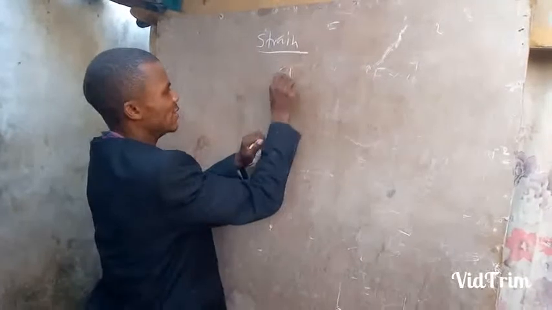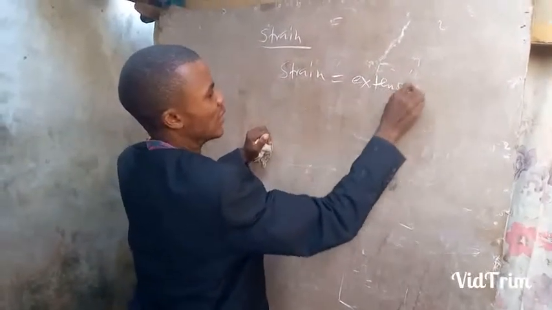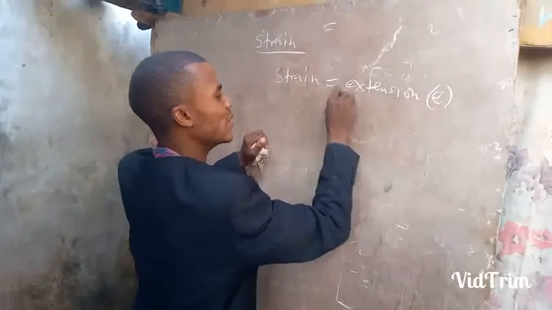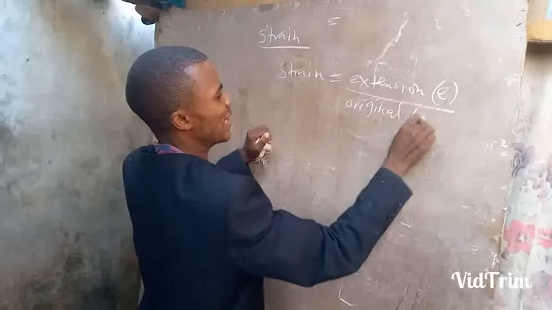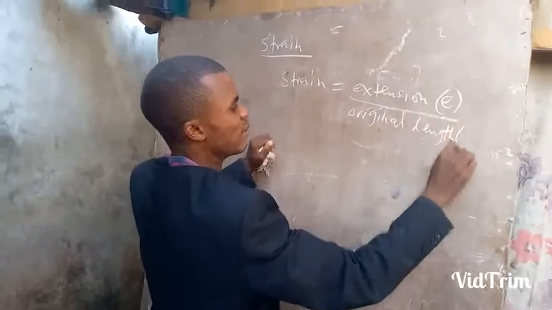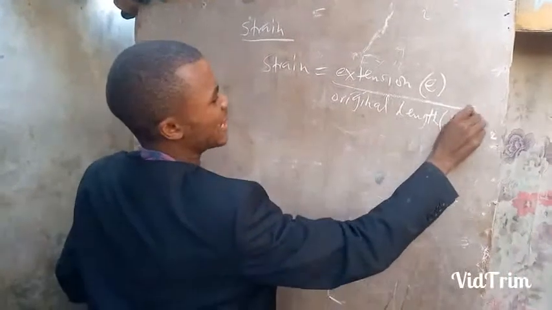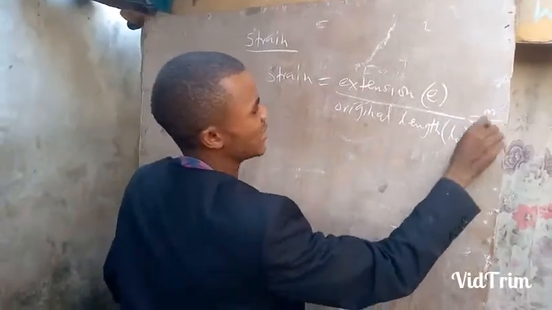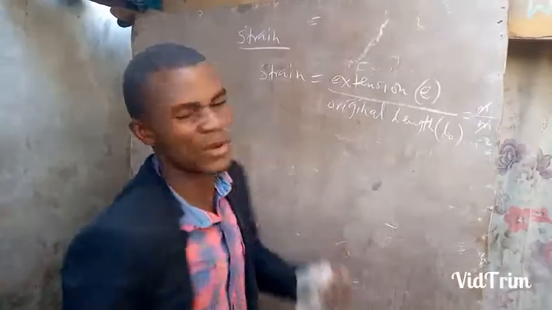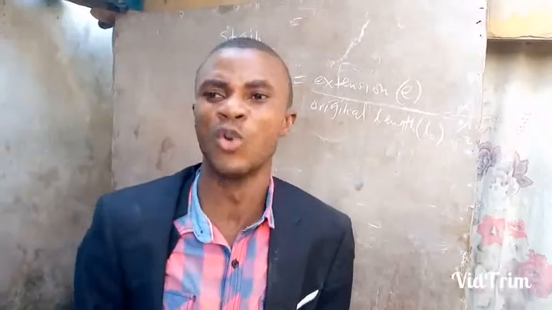That means the strain of the material becomes the extension, symbol e, divided by the original length, symbol L subscript 0. But you know that the extension is measured in meters, it's a length. The original length is also in meters, it's a length, so it cancels. As a result, the tensile strain has no unit.